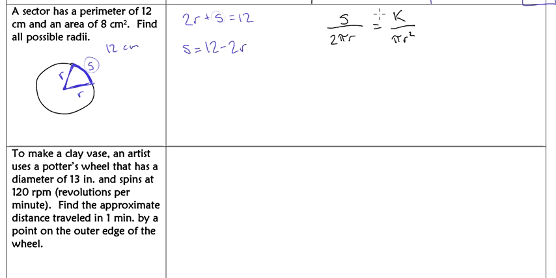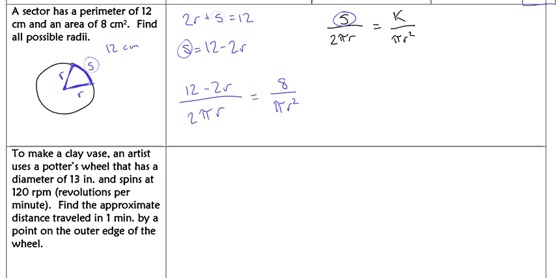Now we know some of these pieces, so we're going to substitute them in and go from there. In for S, let's plug in the S that we know. We have 12 minus 2R divided by 2 pi R is equal to the area of the sector, which we know is 8. So we can plug that value in now. So equals 8 divided by the area of the circle, so pi times radius squared. Okay, and let's go ahead and simplify from here.